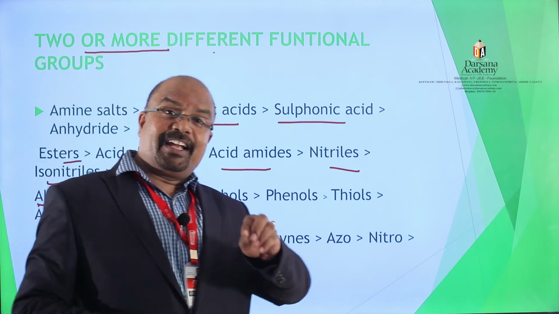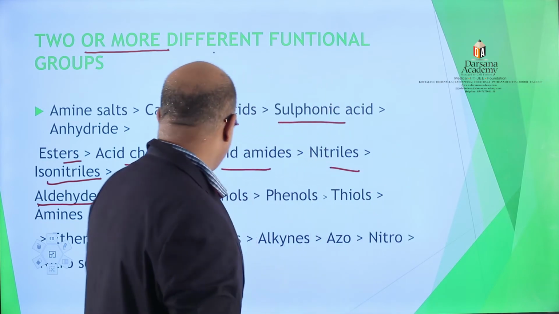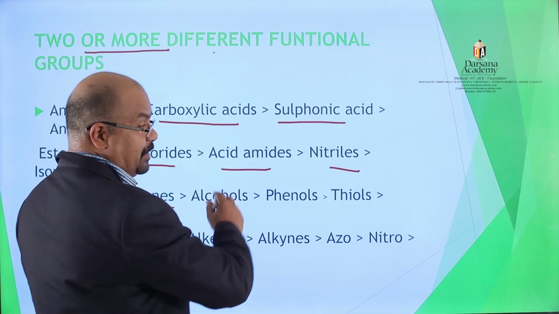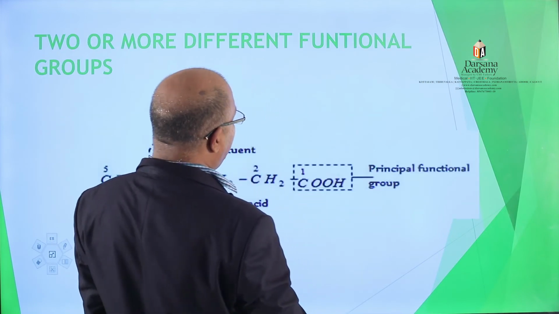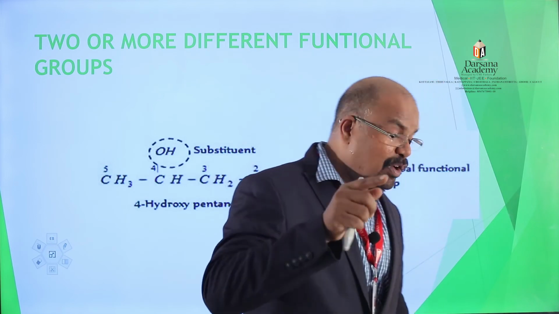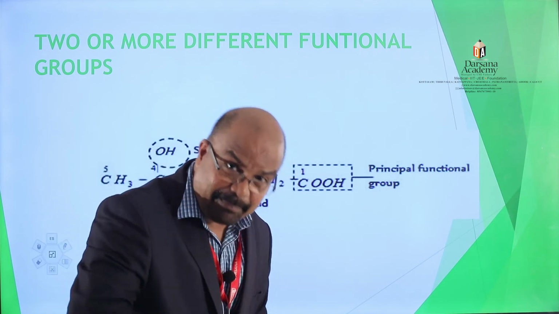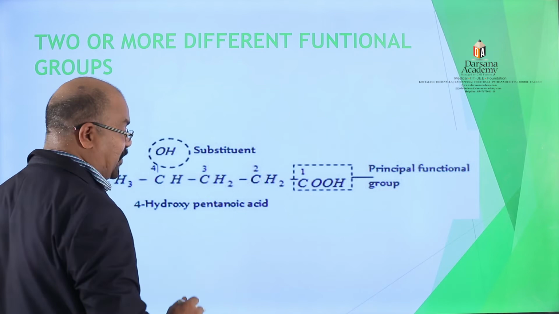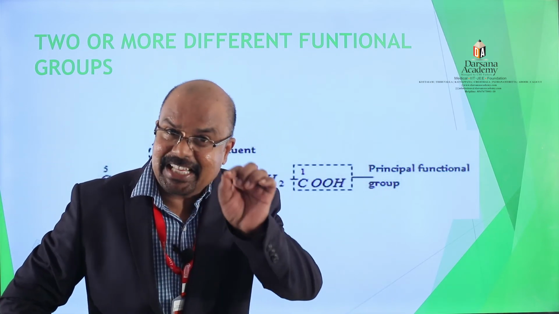If a compound with aldehyde and ketone comes, we give the first priority to what? Aldehyde. Clear? Then in this case, if more than one different functional group comes, I already said one of the functional groups is selected as the principal functional group. The remaining are considered as substituents. They are written as prefixes.